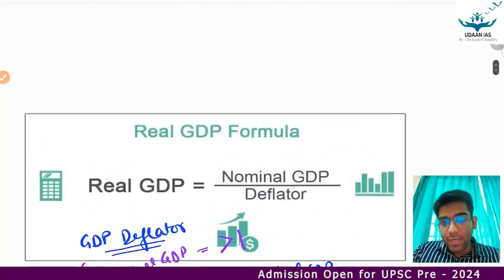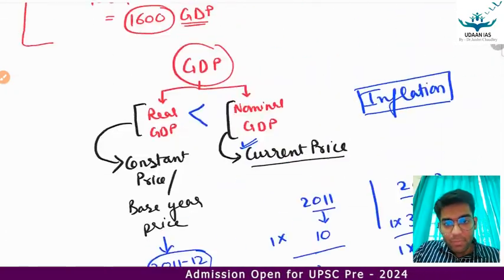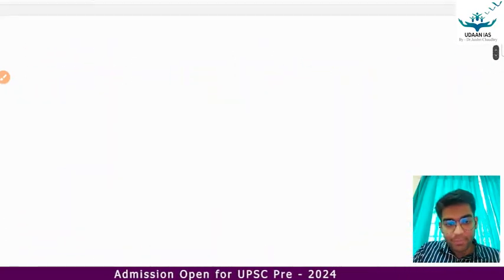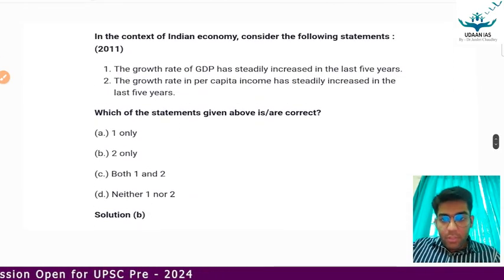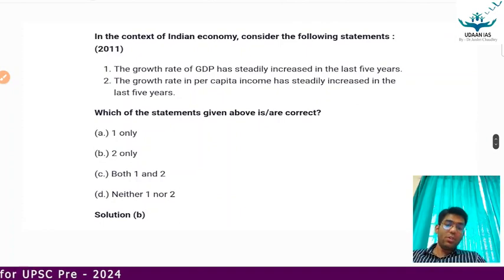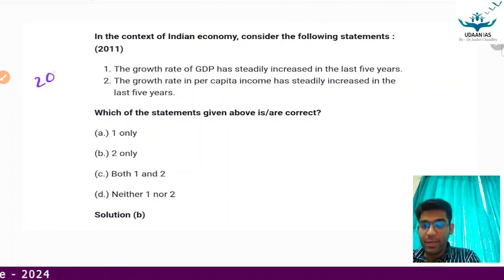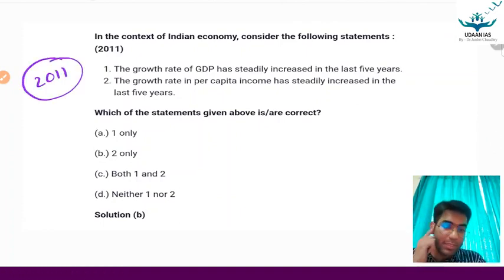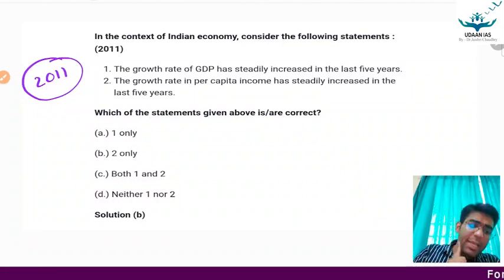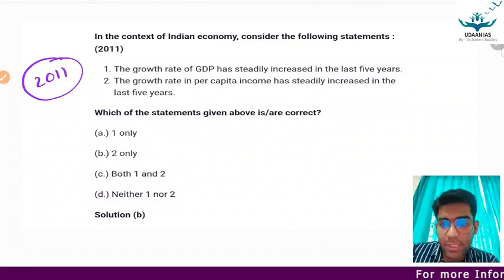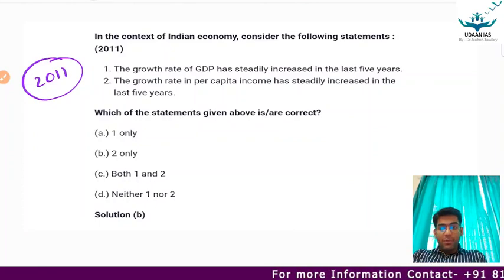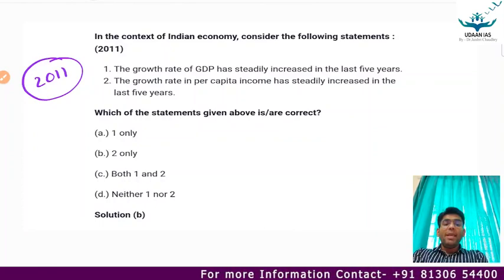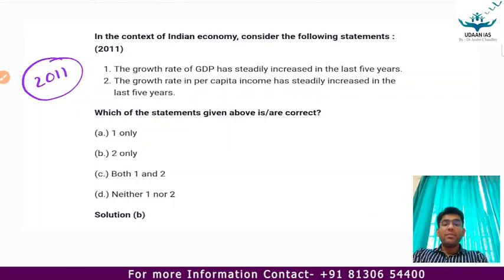ठीक, now let us see one of the questions on GDP. ठीक है, एक क्वेश्चन देखते हैं आपका GDP. ठीक, so this is the question of year 2011, 2011 में यूपीएससी प्री में आया हुआ क्वेश्चन है. ठीक, एक बार देखते हैं what this question is mainly saying. See, in the context of Indian economy, consider the following statements. Number first, growth of GDP has steadily increased in the last 5 years.